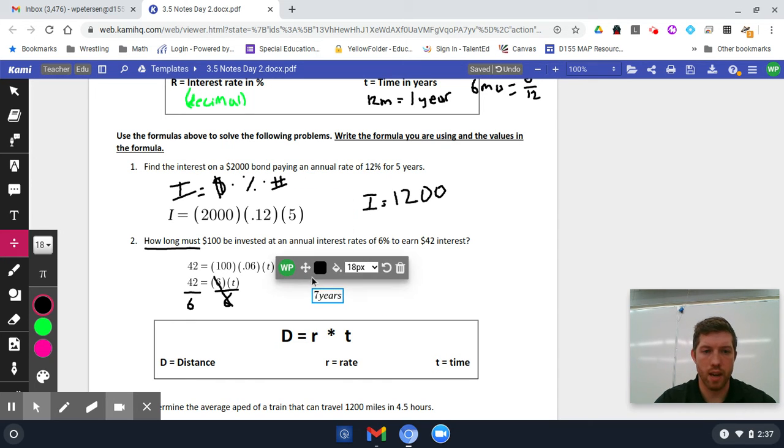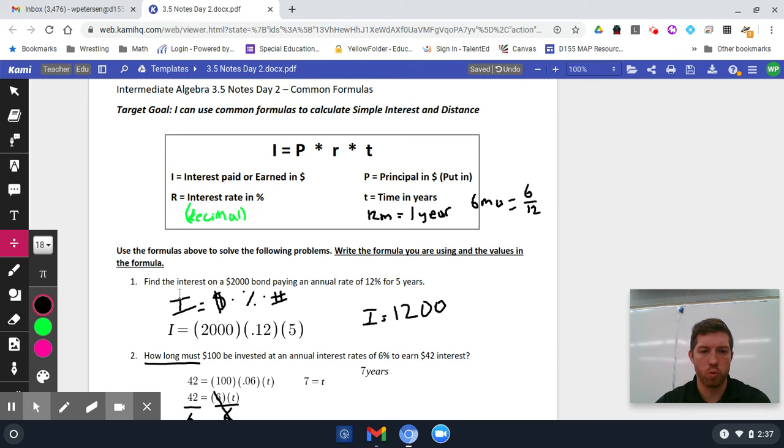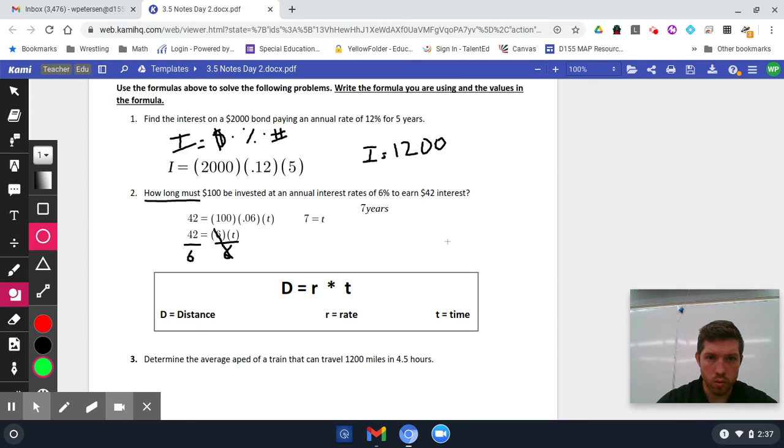Okay, so that's a pretty long time, but also $100 isn't a lot of money. So it doesn't have a lot of time to make more money. Okay, so that's an example of when we are missing the interest, which makes it really easy because all we do is multiply, versus an example where we have to simplify and divide. This process is the same exact process you would do if we were missing the principal or the percent as well. All right, cool. Just make sure I go ahead and circle my answers there, 7 years.